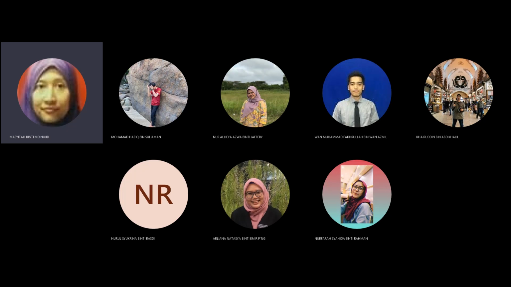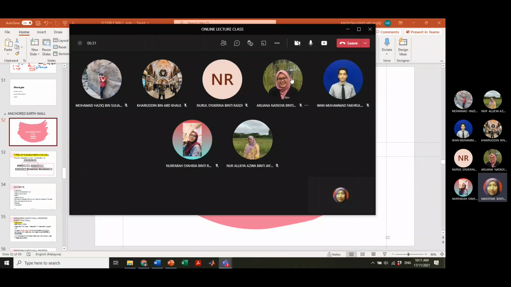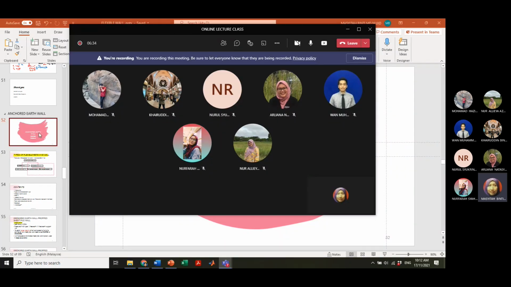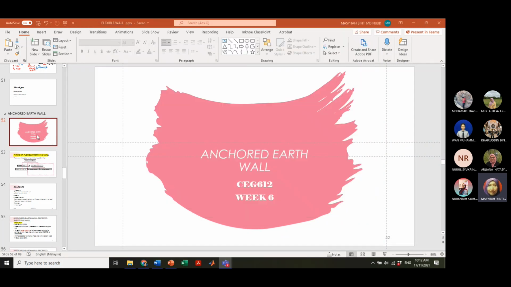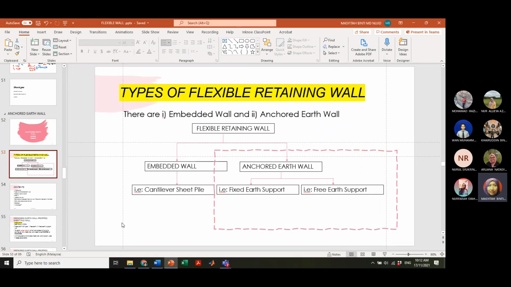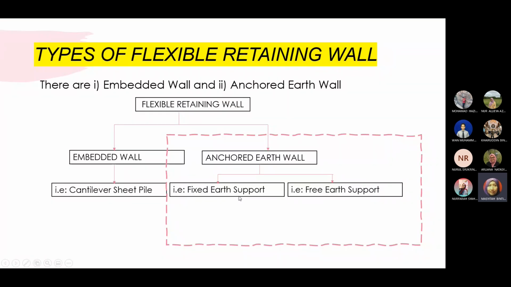Before that, we will look at the features and the important parts of the retaining anchor walls. As you can see here, in terms of the categories, we can have the anchor earth wall, fixed earth support, and also we have a free earth support. So what are the differences between these two things?